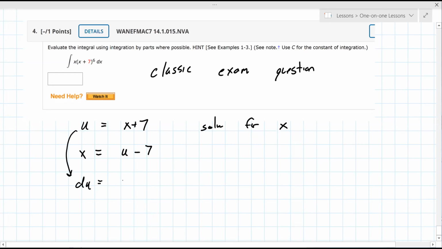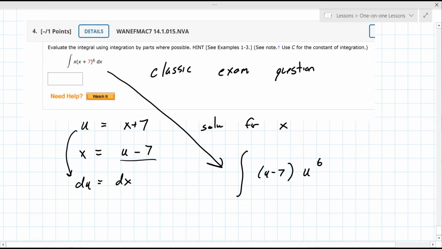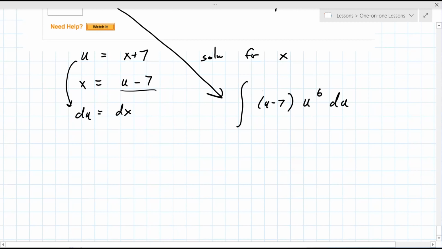du is dx. Okay, so let's take this thing here, and we're just going to replace the stuff that we know about. Well, we know what x is. x is u minus 7. We know that x plus 7 is u to the power of 6. We know that dx is du. Okay, and you might be thinking, well, how is this any better? Well, when you distribute this in, you get u to the 7th minus 7u to the 6th du. We've converted this original problem into a power rule problem.